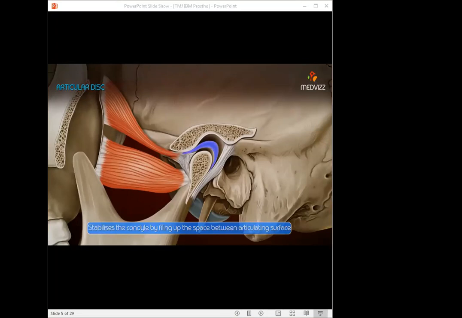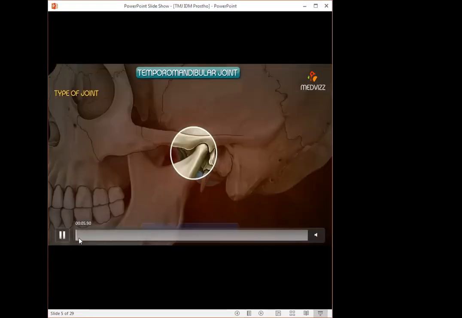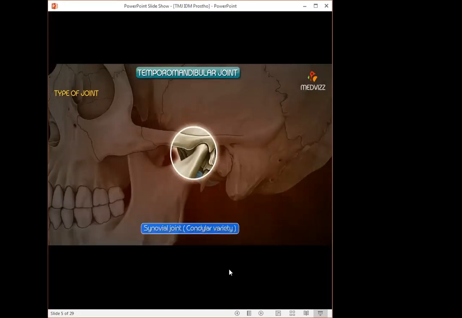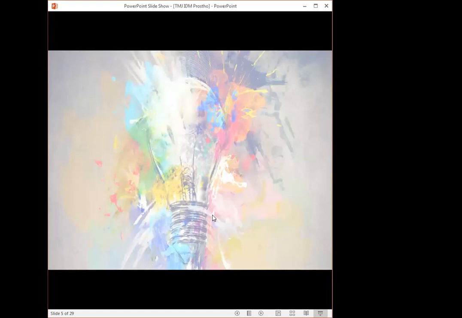Is it clear? So we have shown you the various components of the TMJ. Then I've shown you the various muscles of mastication, and I also showed you the articular disc and its supporting ligaments. Okay. So this is the same video which is playing again.